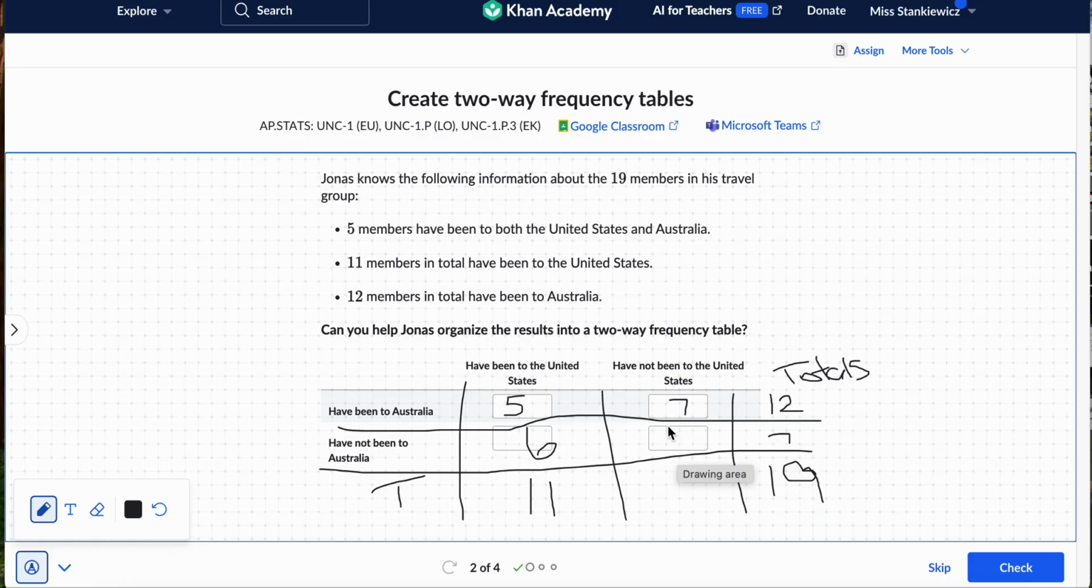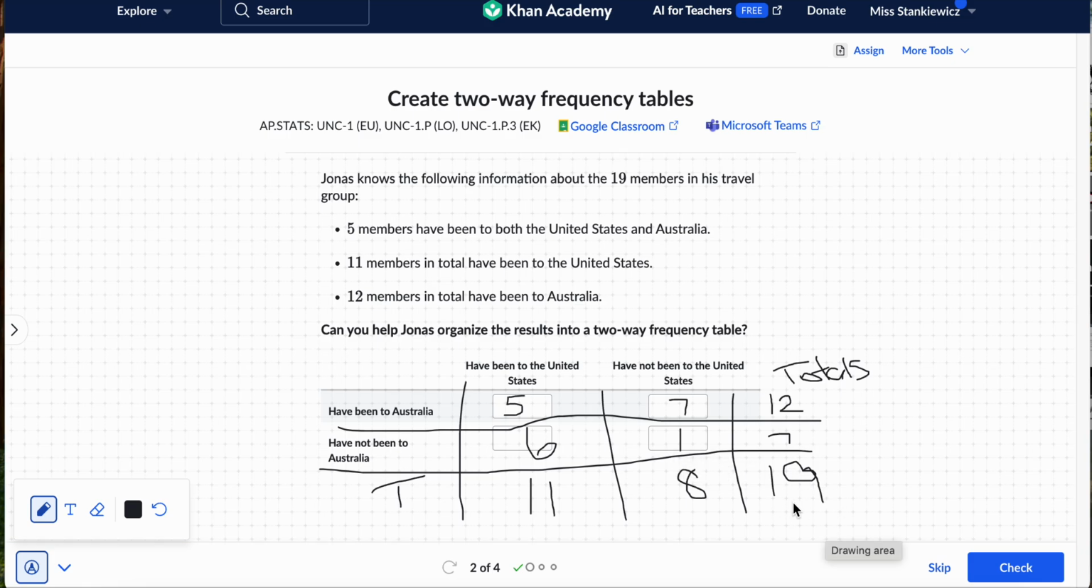I start to see this. Or 19 minus the 11 is 8. Now I can see it's a 1 because 7 plus 1 is 8, 6 plus 1 is 7. And all together, look at my total. 5 plus 7 is 12, plus 6 is 18, plus 1 is 19, which is my total.